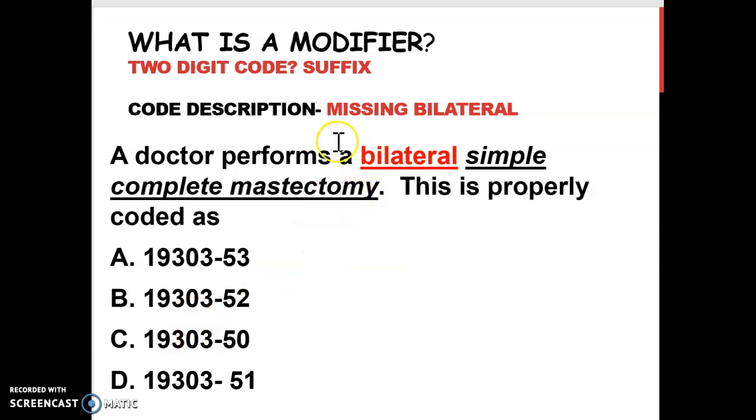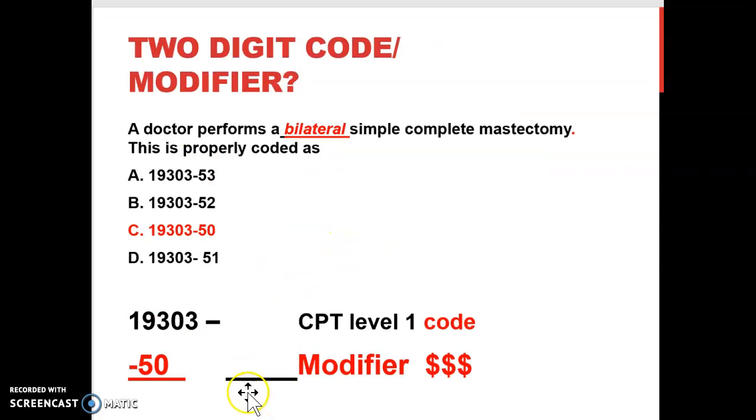So as you can see, this is our scenario. And what code are you going to select? Correct, 50. Okay, and this is easy. Remember, if you don't even know the right code in this CPC exam, you can see the modifier and select the right code. I still have the same answers everywhere except the modifier. But just the modifier will help you select the right answer. So you have the right CPT code. All you need is the right modifier.